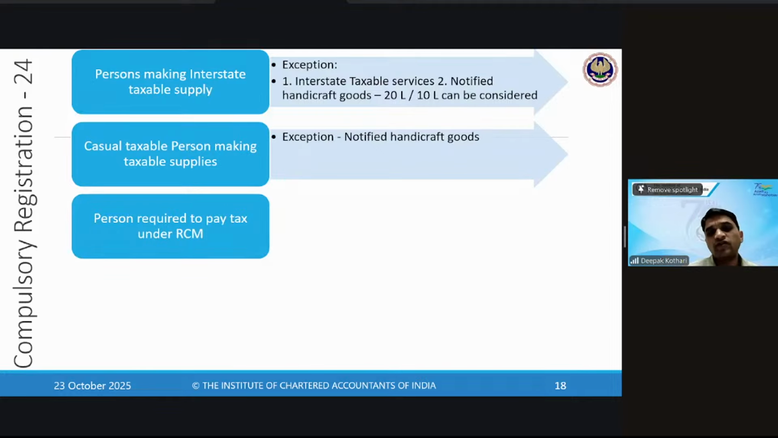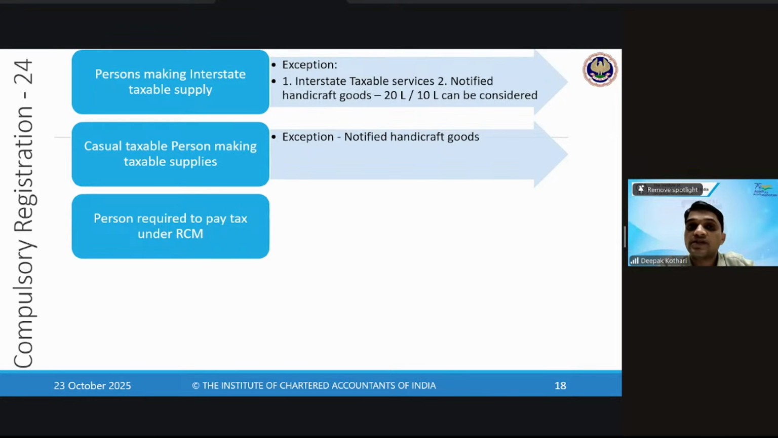Very important, this 24, because it may not come as a practical question, but it may come as a theoretical question or an MCQ. So that's why we have to grasp this very carefully. Then, the person who is required to pay tax under reverse charge.